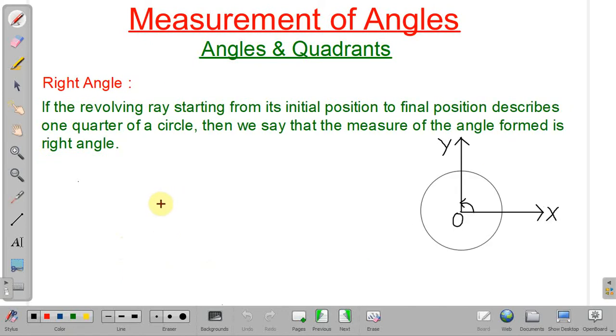Next one is right angle. If the revolving ray starts from the initial position, in this figure OX, and moves to the line OY, which is the terminal side, such that the final position describes one quarter of a circle, that is one fourth of a circle, then the measure of the angle formed is a right angle, or we also say 90 degrees.